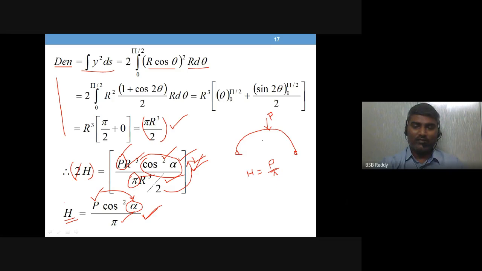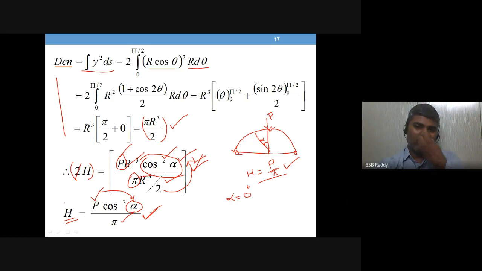Okay, now what is alpha here? Load position, right? What is alpha? Load position. If the load is at the crown, what is the alpha value? Alpha is equal to 0 degree. Okay, because this is the alpha you are measuring. So alpha 0 means this point, alpha 90 means this point. So if alpha is 0, the load is at the crown; put alpha 0 here, cos 0 is 1, so 1 into p by pi, 1 square is 1, so p by pi is the answer. So you can also work out like that.